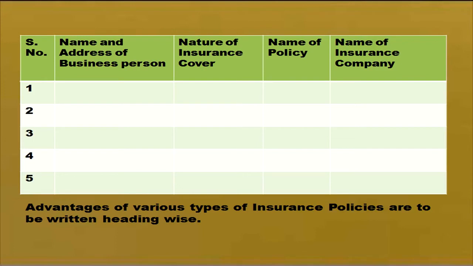It can be life insurance or marine insurance or fire insurance. The nature of insurance cover can be for the life of one person, for the life of two persons like husband and wife jointly, or for the children. In the case of marine insurance, there are different types like hull insurance and cargo insurance. For the cargo that is shipped, we will take insurance.